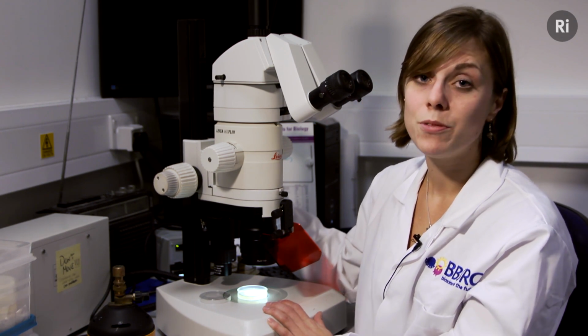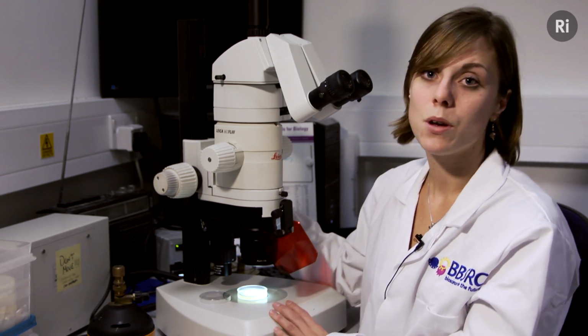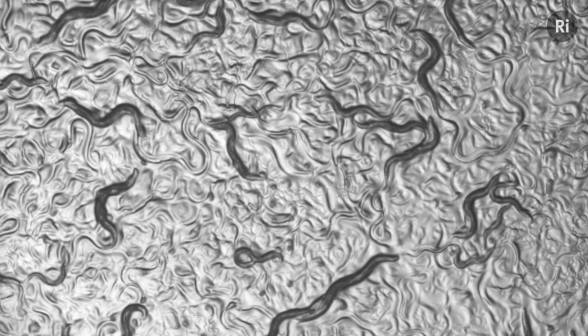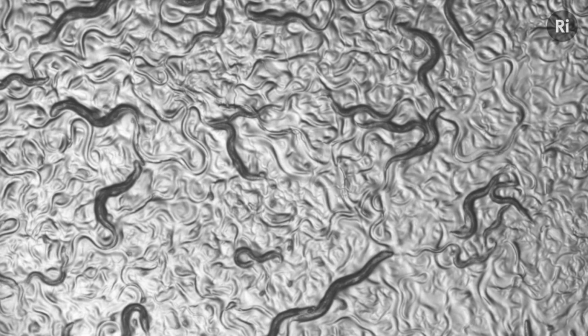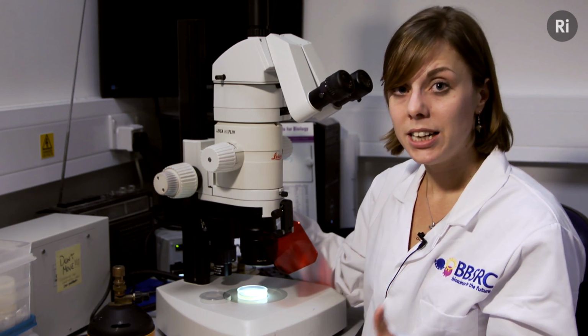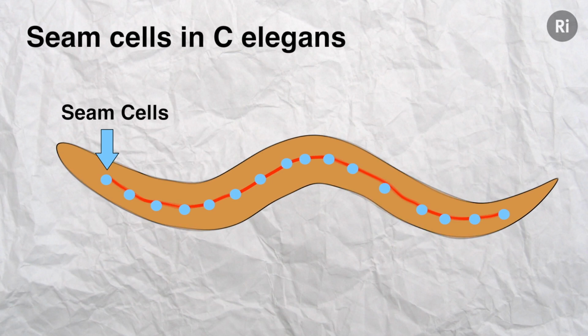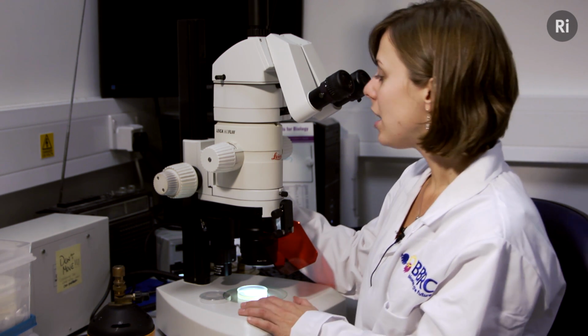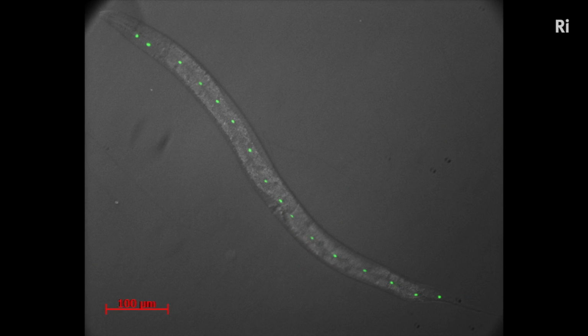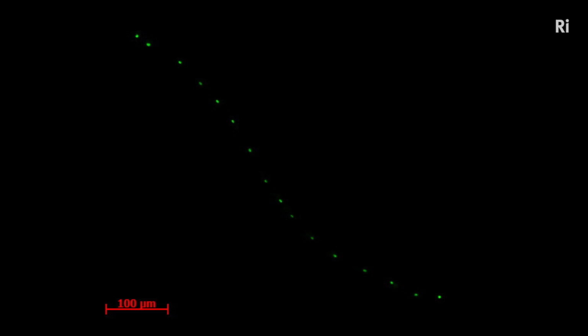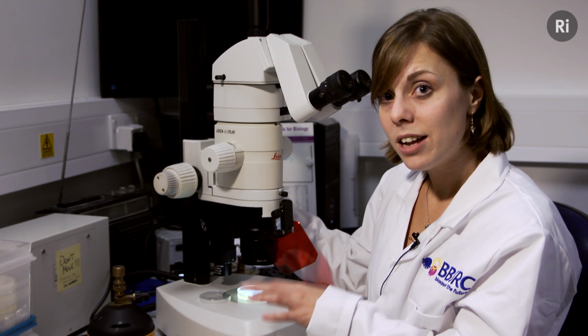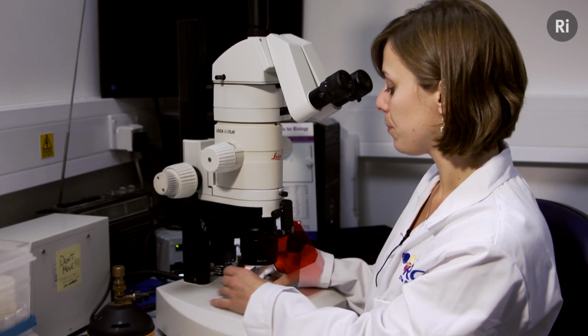So I'm going to show you some really cool worms. These worms are wild-type worms, they're normal worms, and they're quite happy wiggling around on the plate. Now, I'm not particularly interested in the whole worm, I'm interested in a specific cell type called seam cells. And these are a bit like stem cells. Now, these normal worms have 16 seam cells. We can see these cells because we tag the gene with a green fluorescent protein. Now, I'm going to show you a type of mutant which is quite interesting.